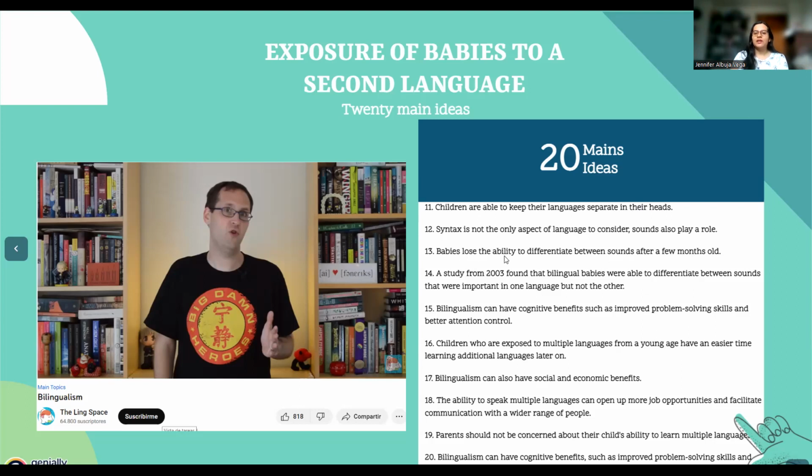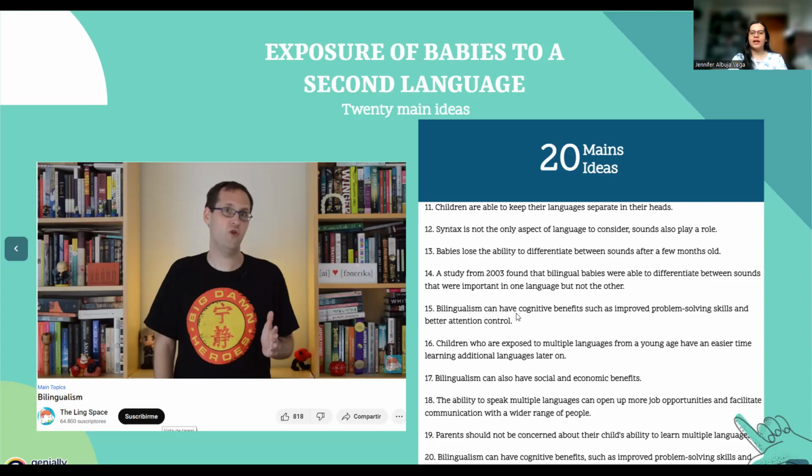Babies lose the ability to differentiate between sounds after a few months old. A study from 2003 found that bilingual babies were able to differentiate between sounds that were important in one language but not in the other. That means the importance of helping our children to understand the first and second language, but they need a good base in the mother tongue to understand how the grammar and syntax will function in the second language.